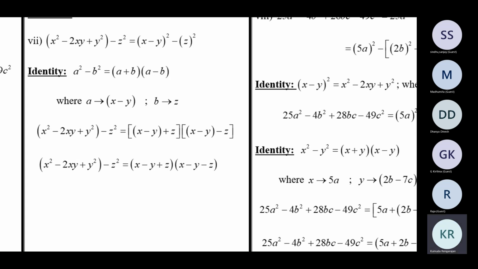So there are two terms, x minus y the whole square, which is a square, and z square, which is b square. So from that you should get a and b, and since the question is like a square minus b square, the answer is a plus b into a minus b.